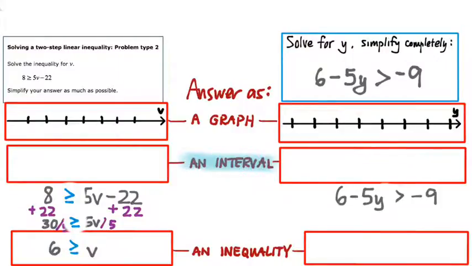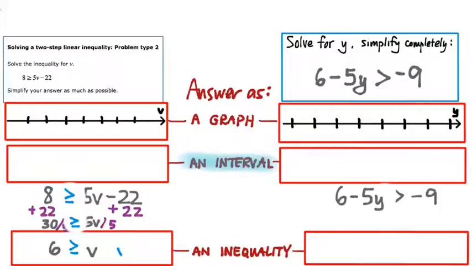6 is greater than or equal to v. That's a little bit of a clumsy way to state our answer. I'm probably going to want to try and rearrange this inequality at the end so that v is the subject of the inequality, that which comes first in the sentence, as opposed to that which comes second. So is there a way I could rewrite this to put v on the left side? You could put v and then is greater than or equal to 6.